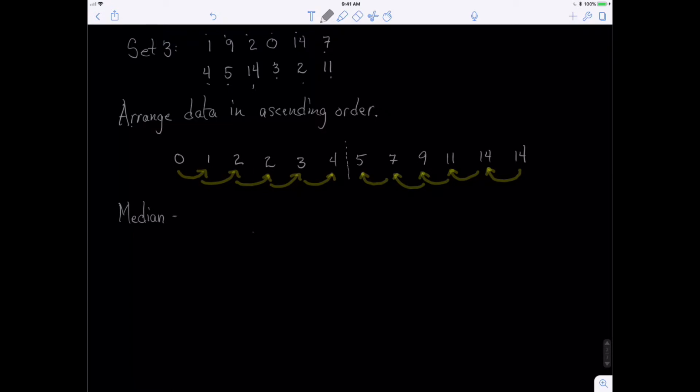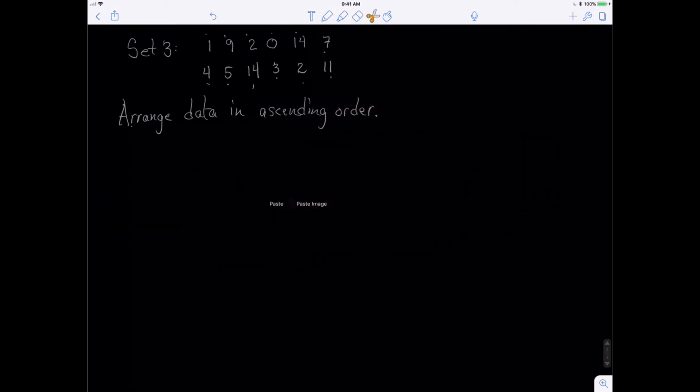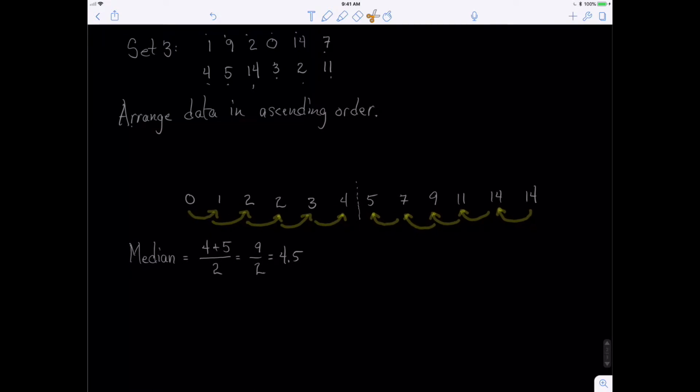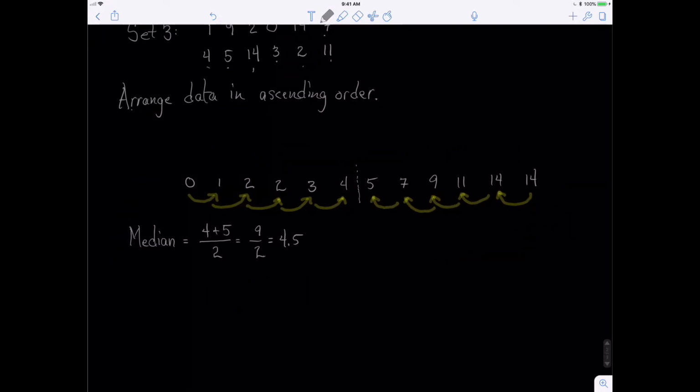We could probably guess that, or remember we can always find it formally as 4 plus 5, which is 9, divided by 2 to get 4.5. I'm going to move all of this down just a little bit to make some space for myself. It'll be easier, you'll see why. So my median is 4.5.